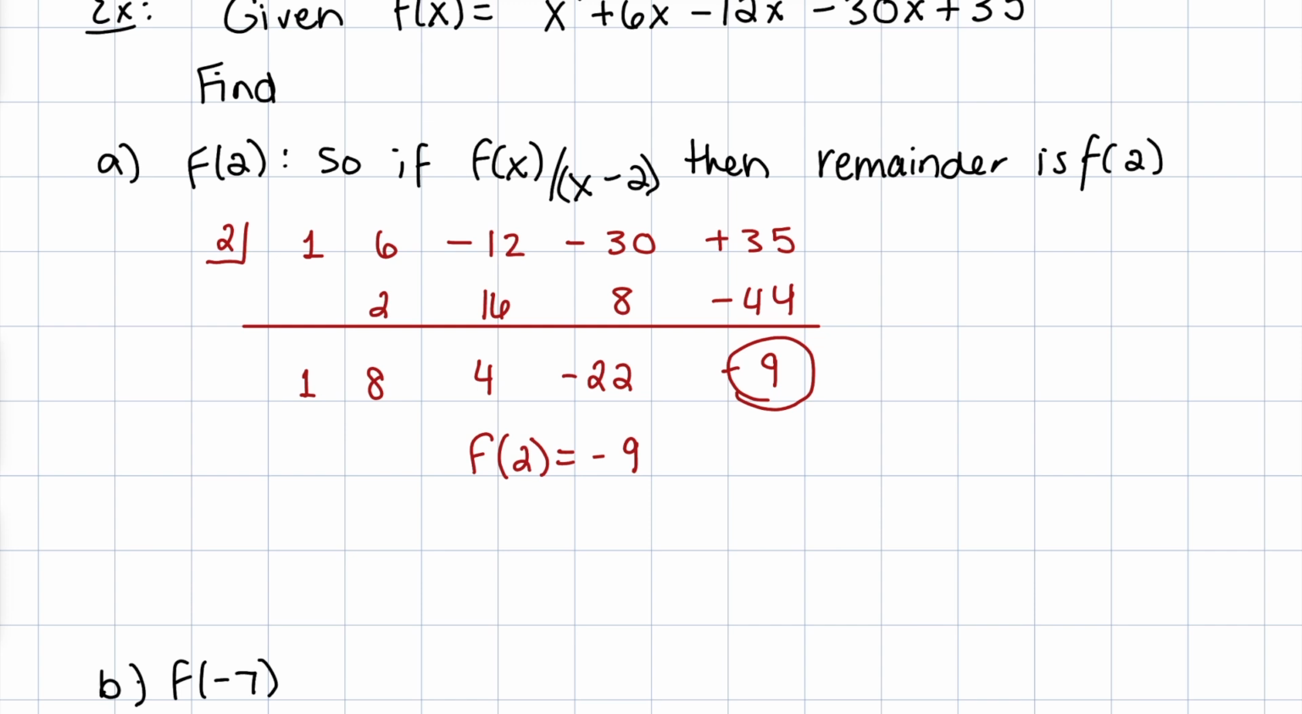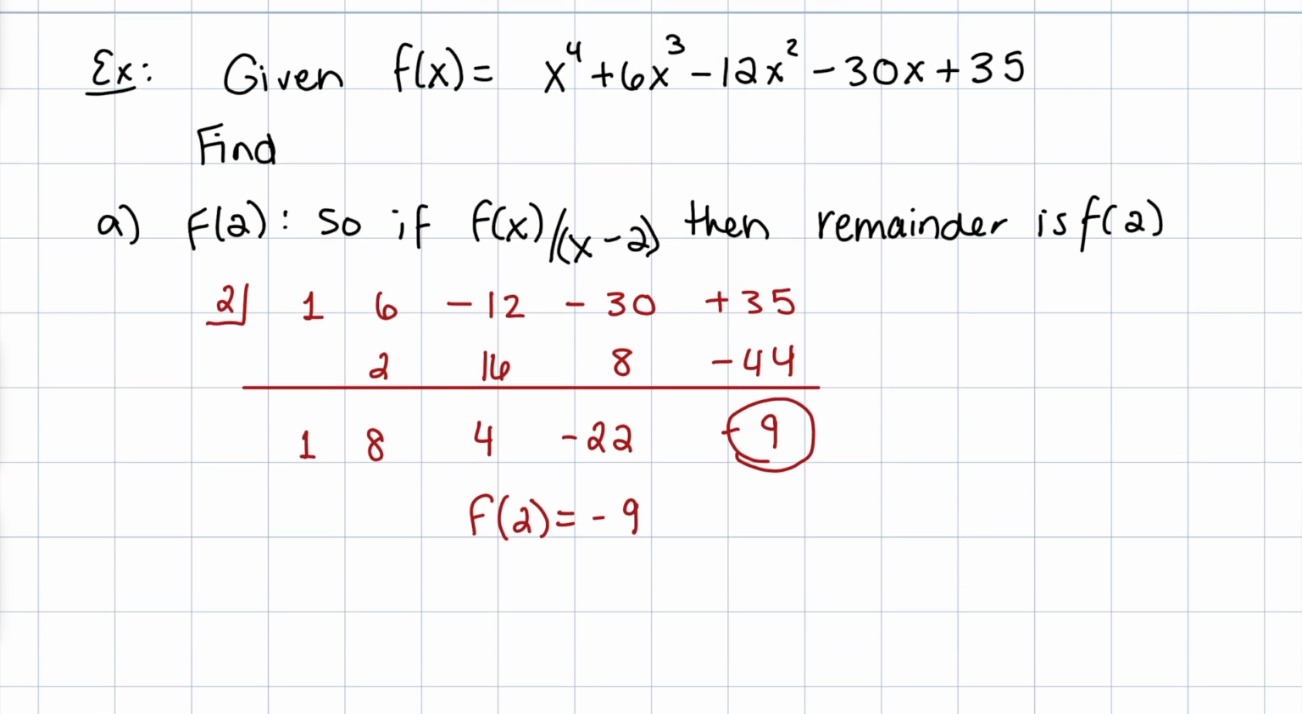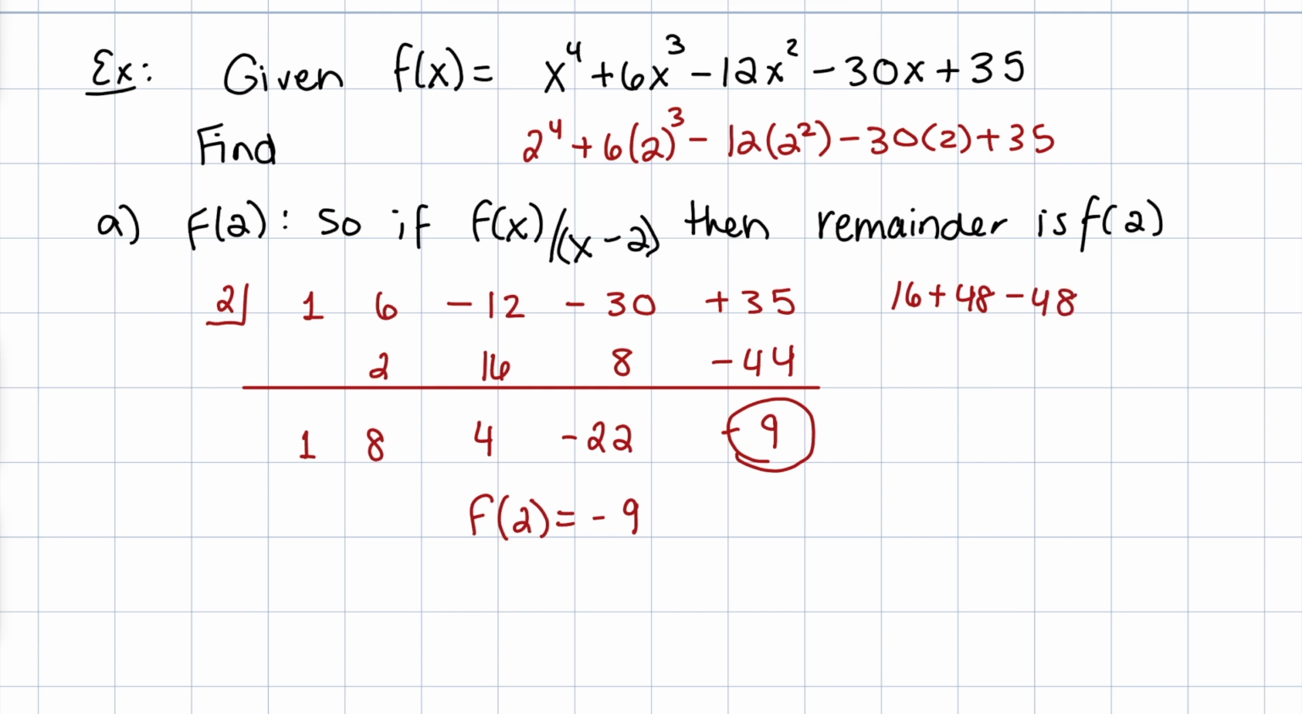So we have this value, and we could test it. Do we get the same value? That's 2 to the 4th plus 6 times 2 to the 3rd minus 12 times 2 squared minus 30 times 2 plus 35. Now, this is going to take a little bit to evaluate. So we'll get 2 times 2, 8 times 2 is 16. So we have 16 plus 48 minus 48. So that cancels. Minus 60 plus 35.